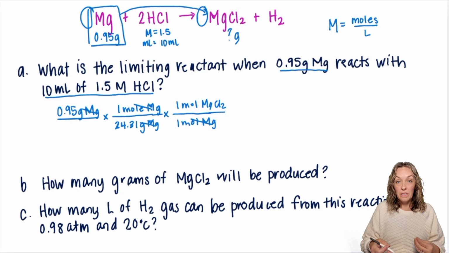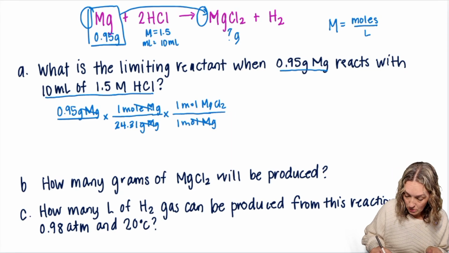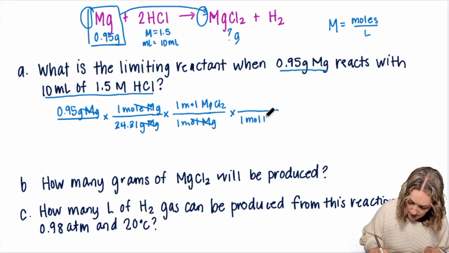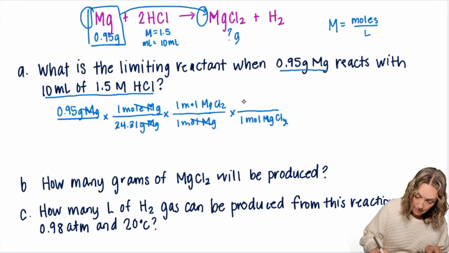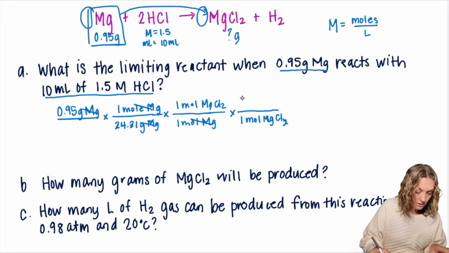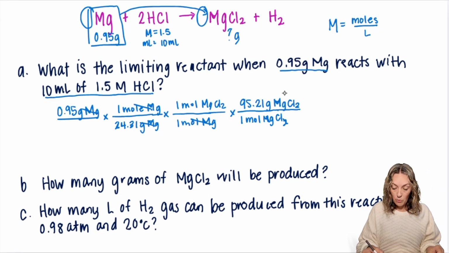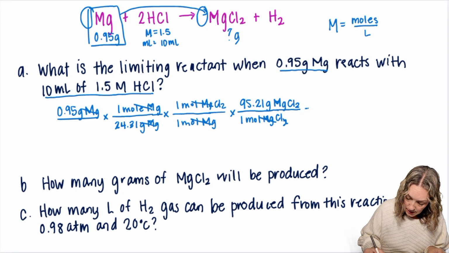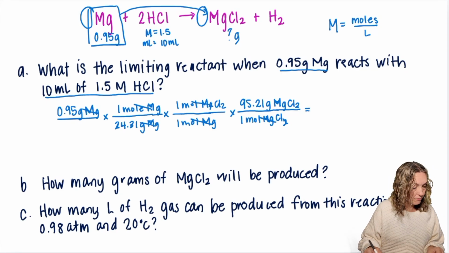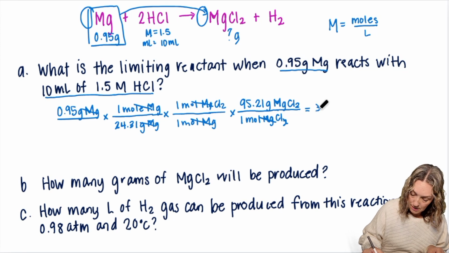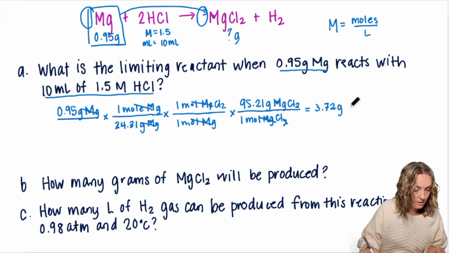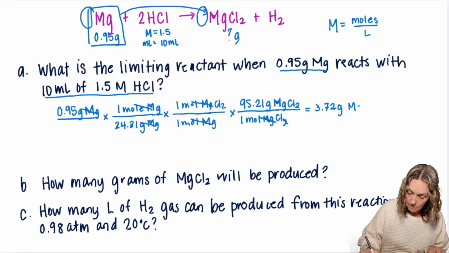Remember that my end goal here is to get grams of MgCl2, so I'm going to go one step further and convert my moles of MgCl2 into grams of MgCl2 using the periodic table. When I add up 1 Mg and 2 Cl's, I get a molar mass of 95.21, and now I'm ready to solve the problem. I'm going to multiply across the top, multiply across the bottom, divide my top by my bottom, and I end up with 3.72 grams of MgCl2.